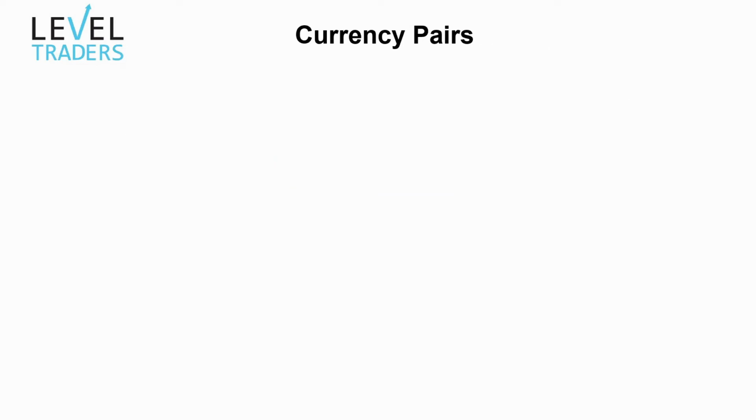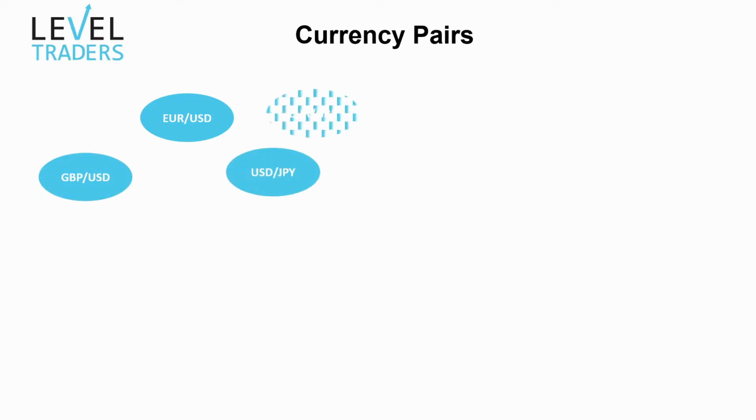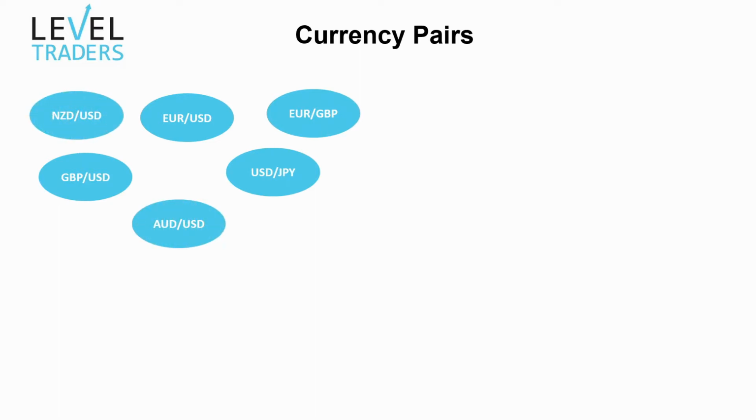So moving on to currency pairs. A Forex pair is a combination of two currencies that are usually traded against each other. There are many currency pairs, but here are a few popular examples. So we already talked about the euro dollar. Then there's the sterling dollar, the dollar yen, the euro sterling, the Aussie dollar against the US dollar, the New Zealand dollar against the US dollar, and the Canadian dollar against the US dollar. So these are some of the most popular traded currency pairs.